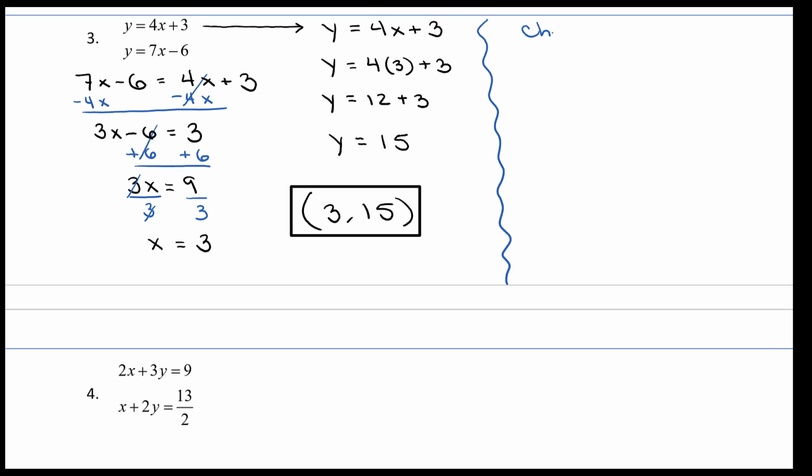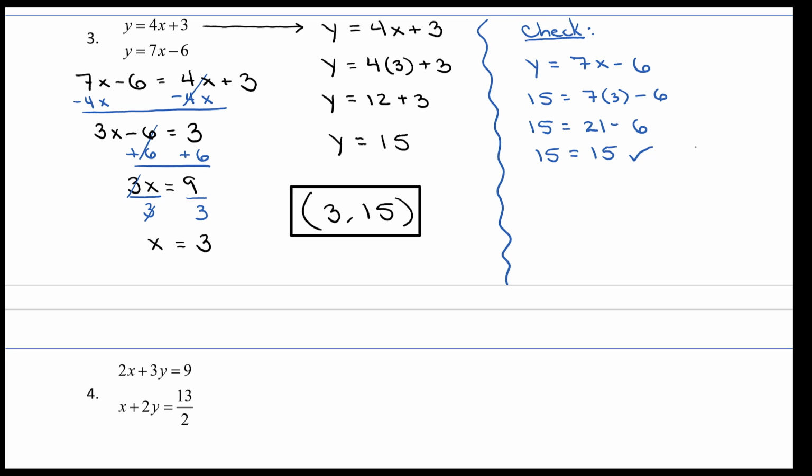So for our check, I'm going to write down the word check right here, and I'm going to use the equation y equals 7x minus 6. The reason I'm using this one is because I've already technically done the work with the y equals 4x plus 3 in the previous work that I just did. So if you're running short on time, you might want to just use the equation that you haven't used here. So our next line here would be 15 equals 7 times 3 minus 6, and then we get 15 equals 21 minus 6, and 15 is equal to 15, and that checks out.